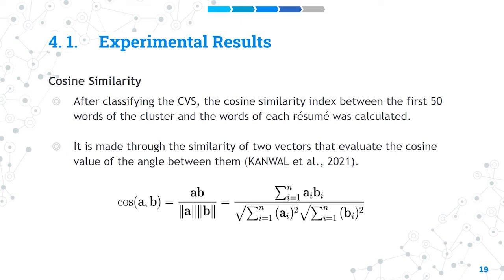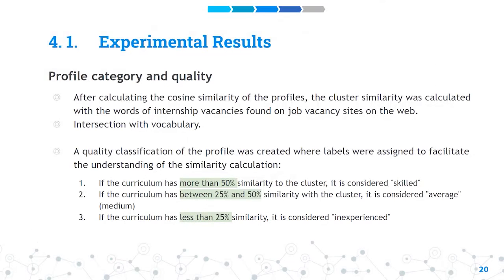And after classifying the CVs, the cosine similarity index between the first 50 words of the cluster and the words of each resume was calculated. It was made through the similarity of two vectors that evaluate the cosine value of the angle between them. This is the cosine similarity calculation.